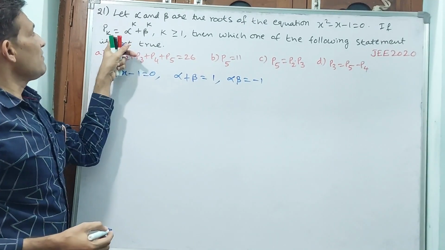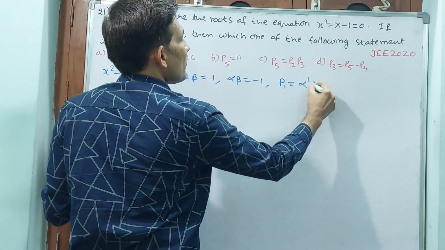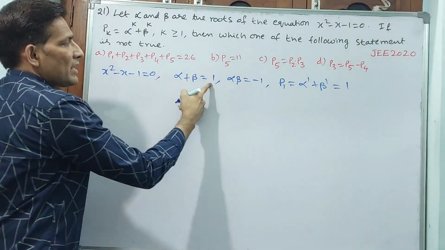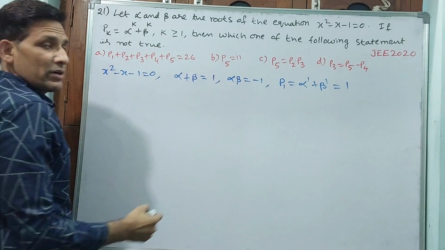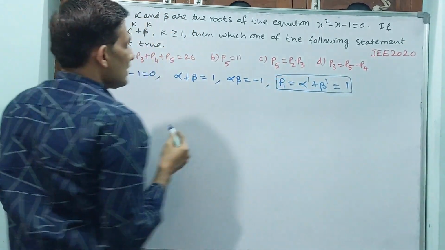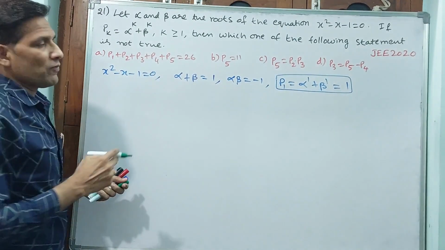See, shall I write p1 is equal to alpha to the power of 1 plus beta to the power of 1, that is equal to 1. Why? Because alpha plus beta is equal to 1. Okay, p1 you have got. Okay, now go for p2 also. All up to p5 you have to find.